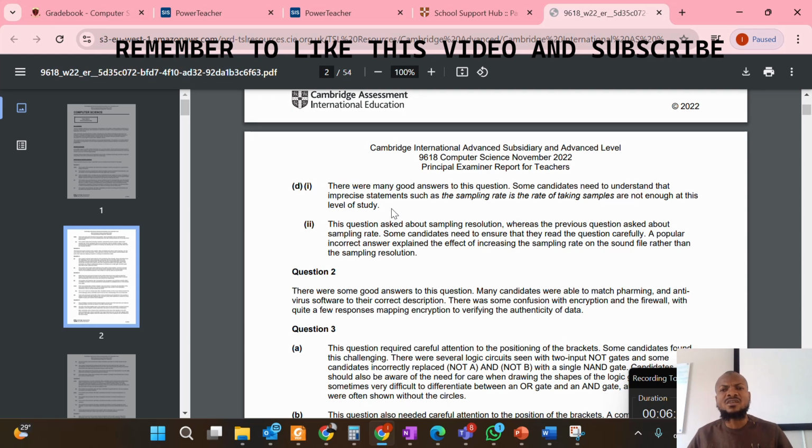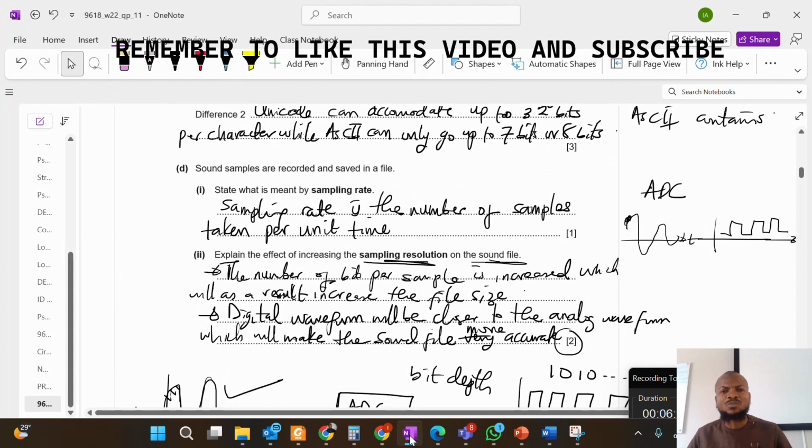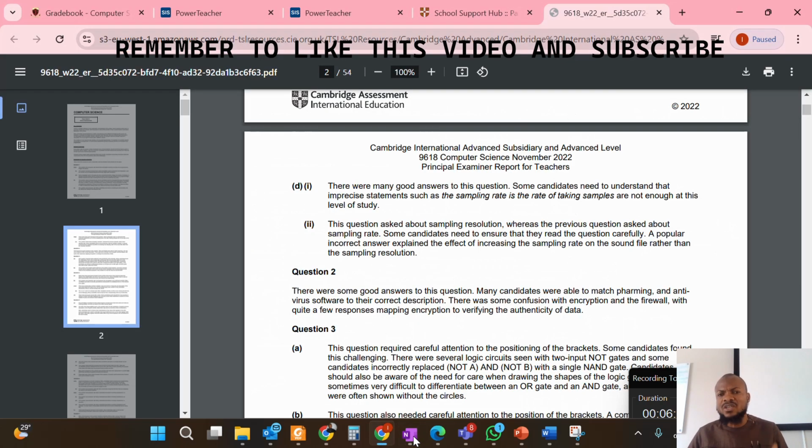So writing that a sampling rate is the rate of taking samples, what is that rate of taking samples? It is the number of samples taken per unit time or per second, not the rate of taking samples. So this is not sufficient for you to earn your mark.